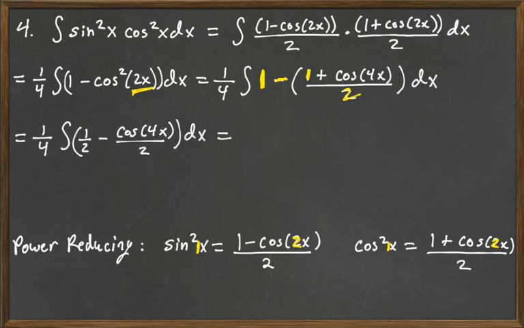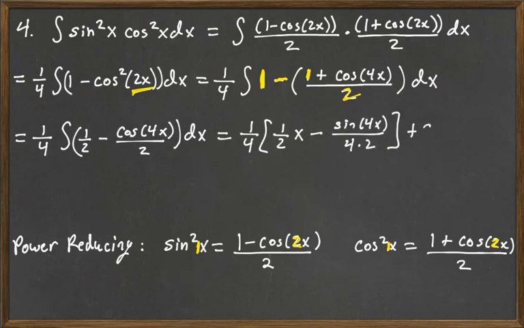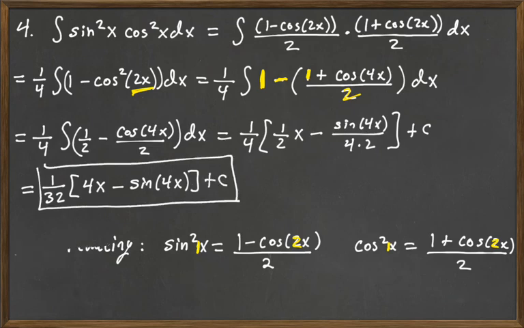dx. So it's going to be 1/4 times 1/2 x minus the sine of 4x over 4, and we already had a 2 underneath there also, plus c. So we're going to factor out an eighth. So 1/8 times 1/4 is 1/32. 1/2 divided by 1/8 is 4x, and then 1/8 divided by 1/8 is just 1, so we get the minus sine of 4x, and then plus c. So that is our antiderivative.